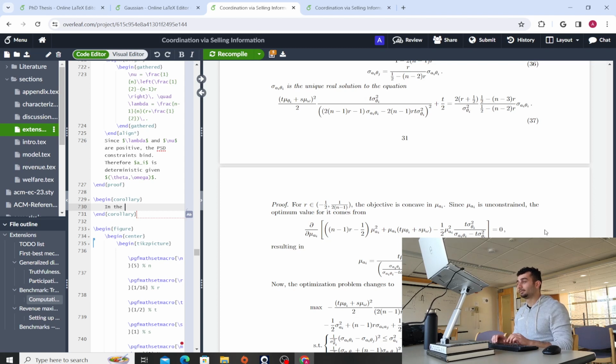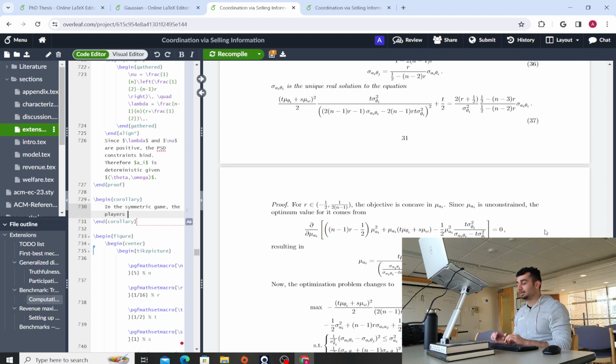In symmetric game, in the symmetric game, the players, I should say produce, or I should say mu AI. It can be a price, so I don't want to say produce. It's not a quantity. It is an action. Should I say mean of action? In the symmetric case, the players.